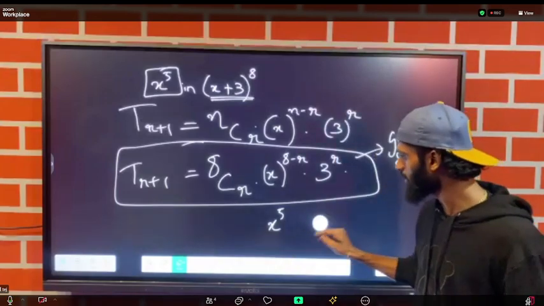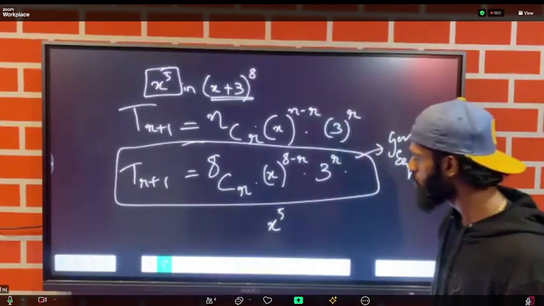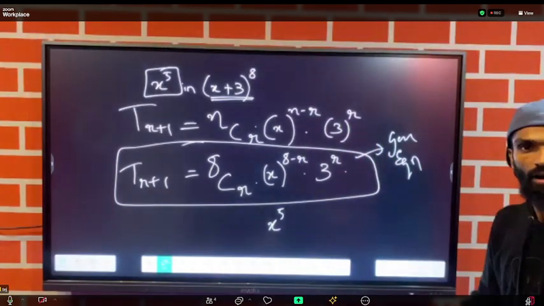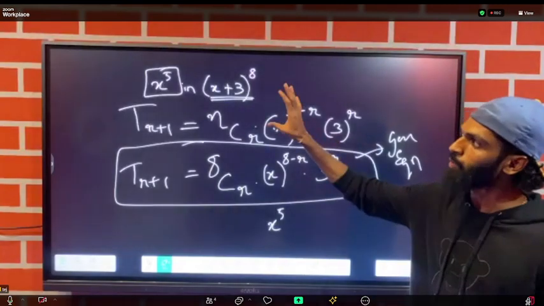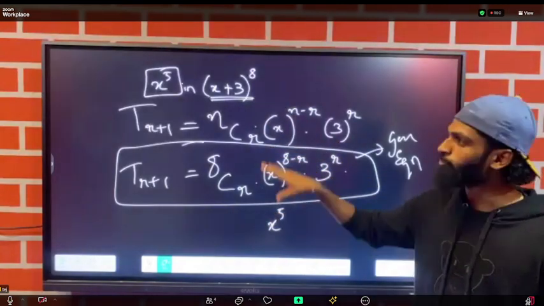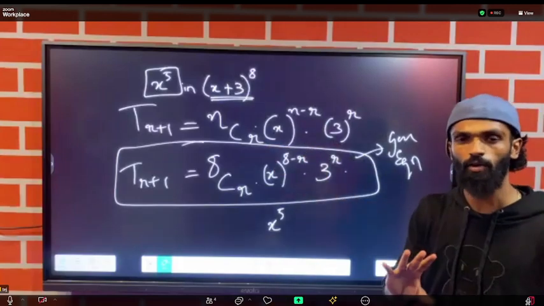So I place the x. What about the other things? I don't know, so ignore it. Whatever is given to me, I utilize that. If something is not given, I don't care about that. That's all. Ignore it.